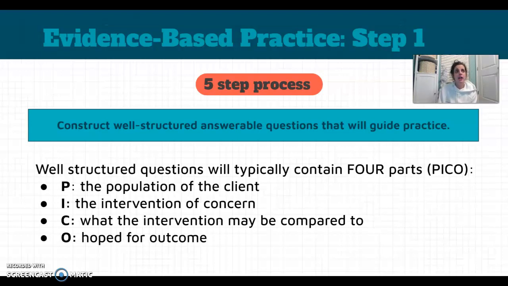Questions often have these 4 elements, and PICO is the acronym. P, what is the population that you are targeting? I, what is the intervention that you are going to be exploring? C, what may the intervention be compared to? And O, what is the hoped for outcome? So population, intervention, comparisons, and outcomes are the 4 things that you want to make sure are integrated into a well-structured and well-thought-out research question.